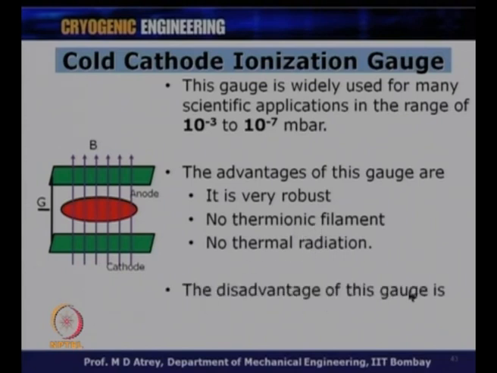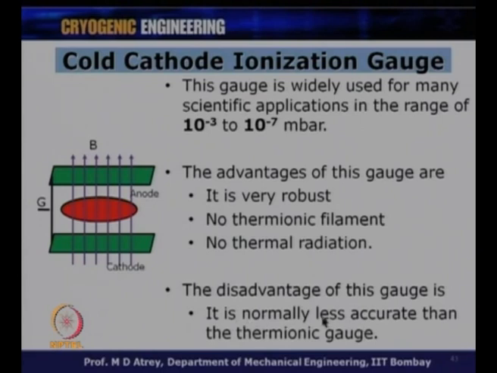The disadvantage of this gauge is that it is normally less accurate than the thermionic gauge. So if this is tolerable to you, then it's okay. If you want a very accurate vacuum measurement to be done, in that case you will have to go for a thermionic gauge, working on that principle.